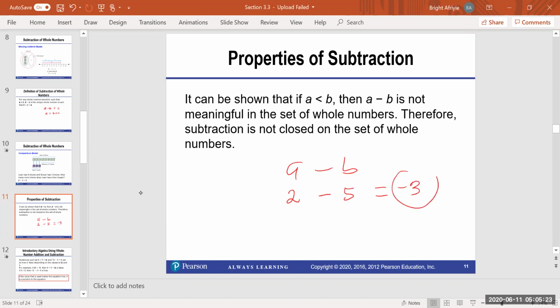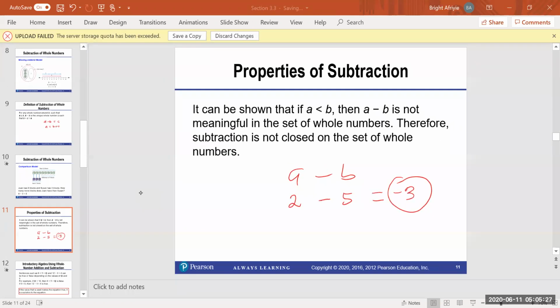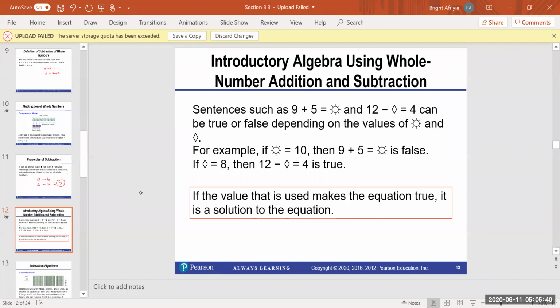Now minus 3 is an integer, it's not a whole number. So we say that minus 3 is not closed under the set of what? Whole numbers. So closure, therefore subtraction is not closed on the set of whole numbers. Okay, subtraction is not closed on the set of whole numbers.